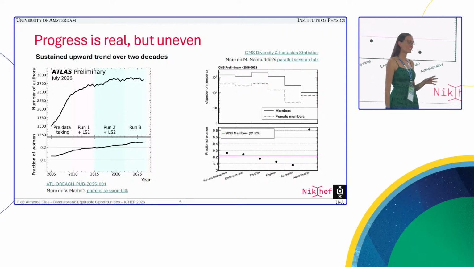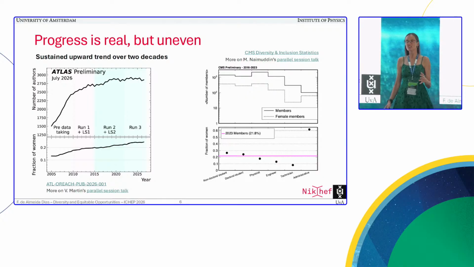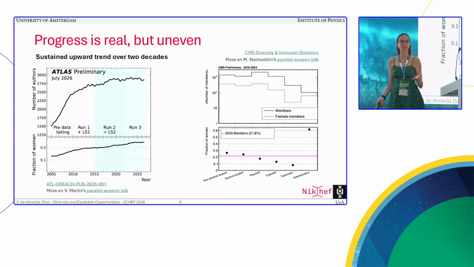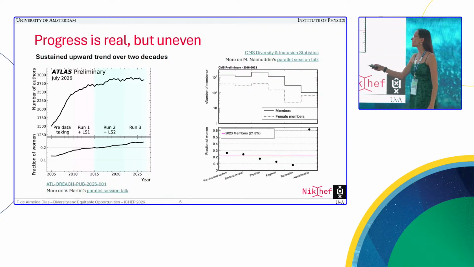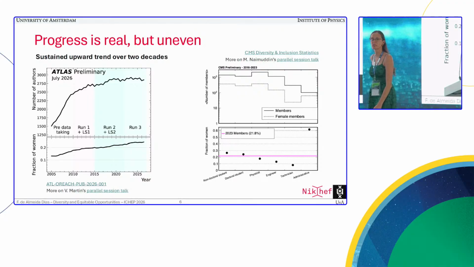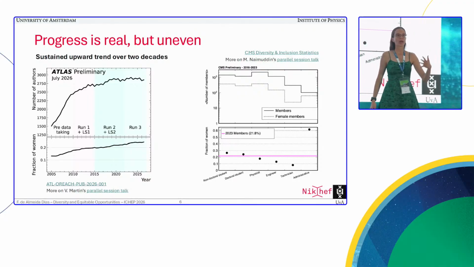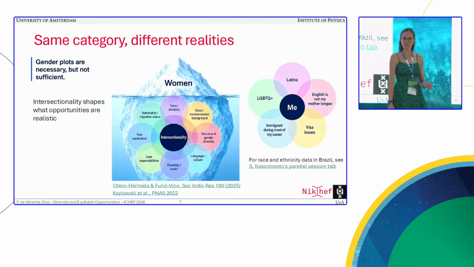So the idea here is that even though the progress is real, we have more women, just aggregated data like this is not enough. Think of this like measuring a total cross-section and then measuring the differential parts. We do need all of that differential information for us to understand a little bit more where we are making actual progress and where we can do even better.